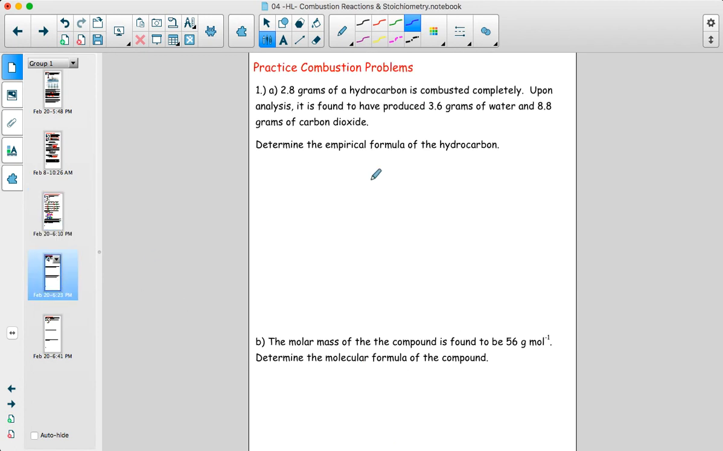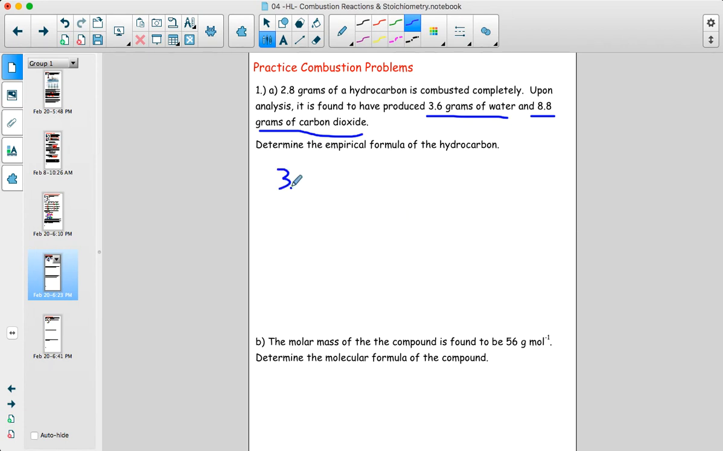So I'll just try to do one example and then wrap up this video. So if you take a hydrocarbon and you combust it completely, and when you analyze the products, you find out how much water and how much carbon dioxide you have, you can then work backwards to figure out the empirical formula of the hydrocarbon, even though you don't have the chemical equation in front of you.